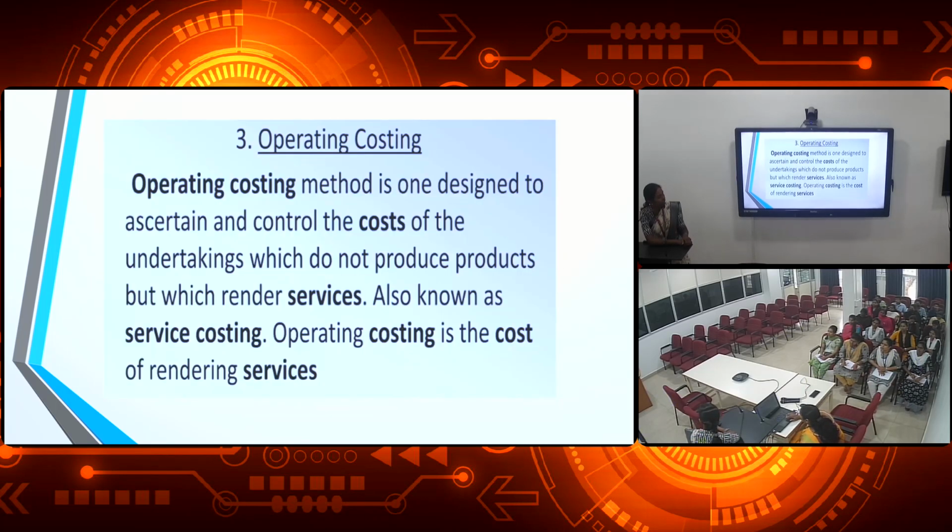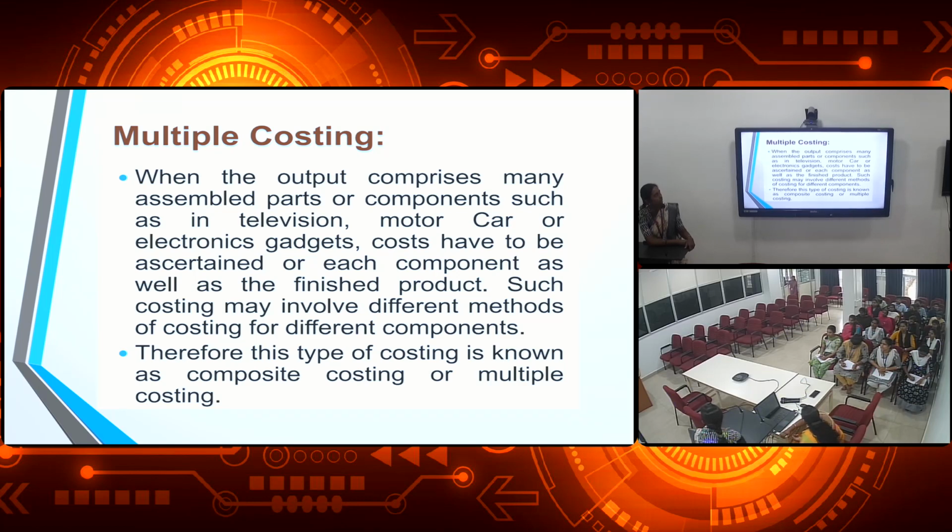Operating costing is the cost which is given for rendering the services. And then next one is multiple costing. When the output comprises many assembled parts or components, such as a television, which we have already seen in assembling, right? Standardization, assembling, grading and all, we have seen. In assembling, for making a cycle, we assemble parts from different companies or different manufacturers. We outsource many parts and assemble them to get a final product.